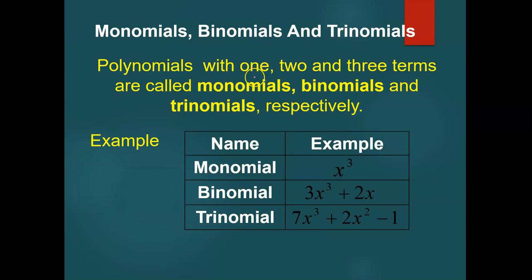Polynomials with one term we call monomials. Two terms we call binomials, three terms we call trinomials. For example, like this, monomial, one term. If we define this monomial based on the definition, this is actually x cubed plus 0x squared plus 0x plus 0. But since all the coefficients are 0, we didn't write them down. So only one term is left, then we call it a monomial.